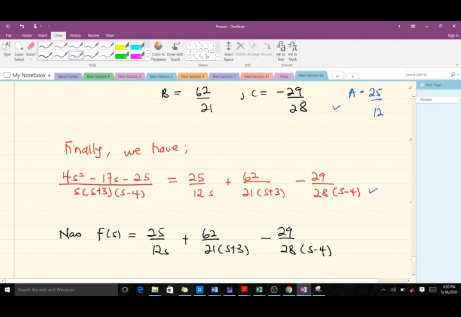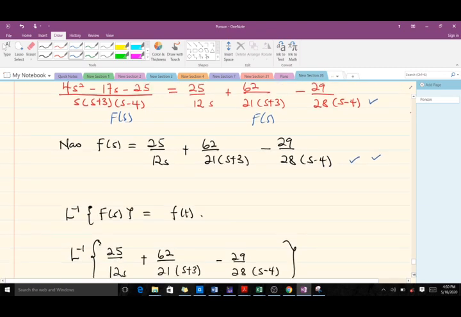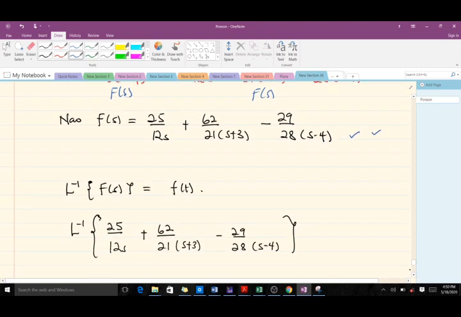When you have this, remember this was our f of s, right? And it's the same as this. So now we can see our f of s is this expression we have here. So now we are coming to find the Laplace inverse of this expression, which makes it look so simple for us. Remember that Laplace inverse of f of s is equal to f of t. So we have to find the Laplace inverse of 25 over 12s plus 62 over 21 times s plus 3 and minus 29 over 28 times s minus 4. Okay, so that's what we have.